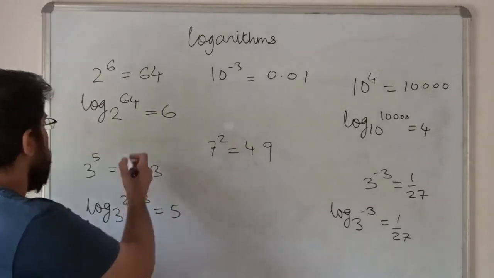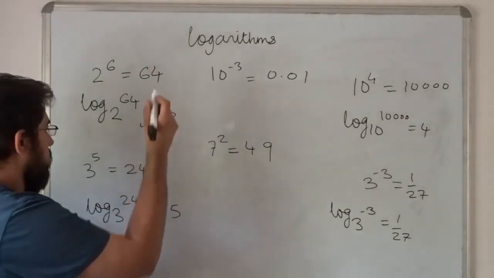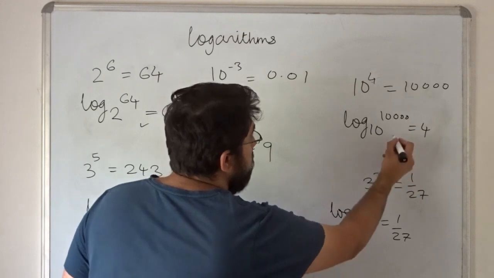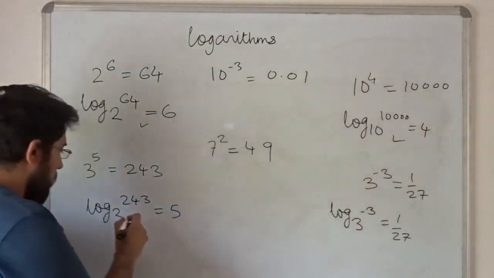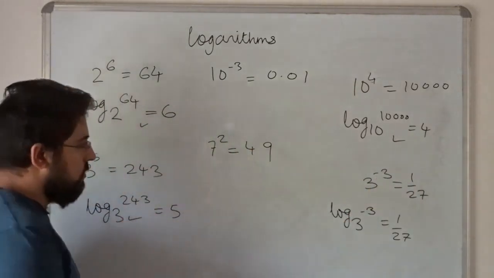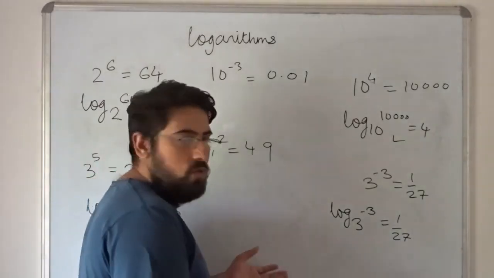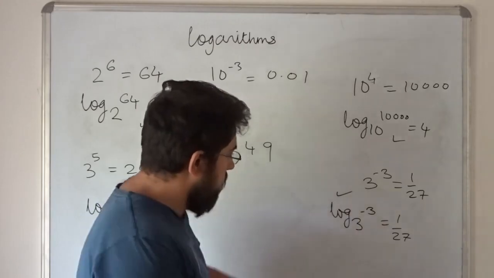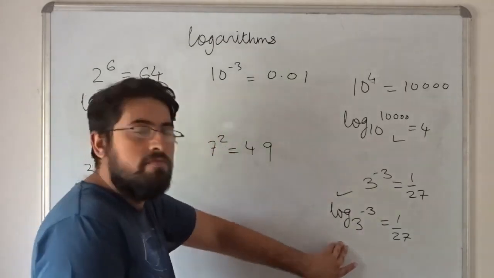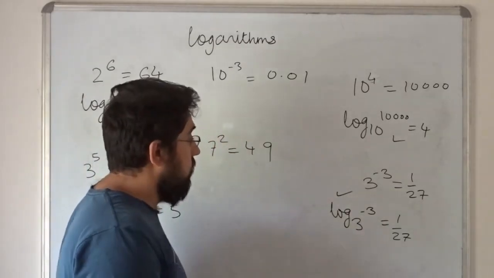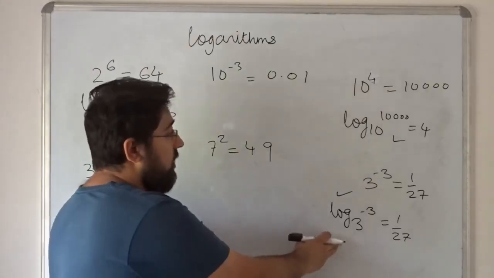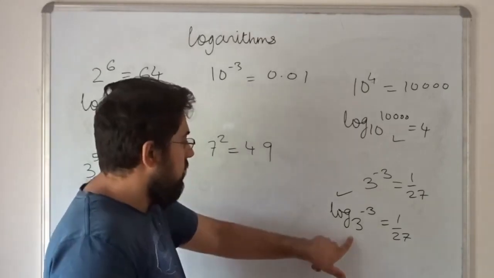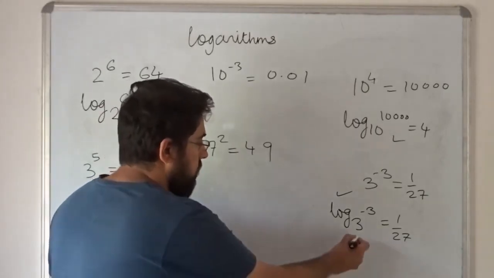So let's see. Yes, this one is correct. This one is correct as well. This one is correct as well. And this one is also correct. You know, this one is also correct, right? I think it's correct. Okay. Now, if you think this one is also correct, well then you're wrong. This one is wrong. It is completely wrong.